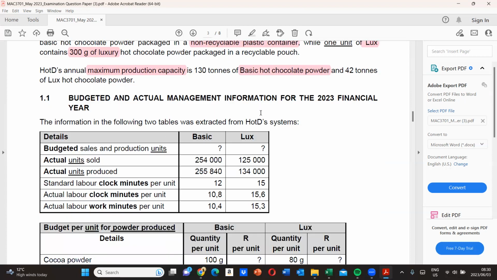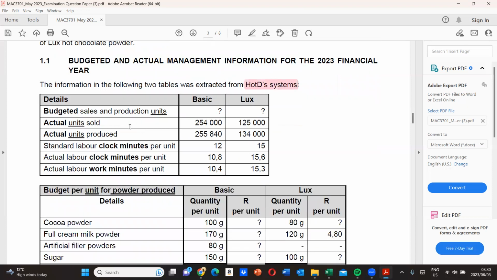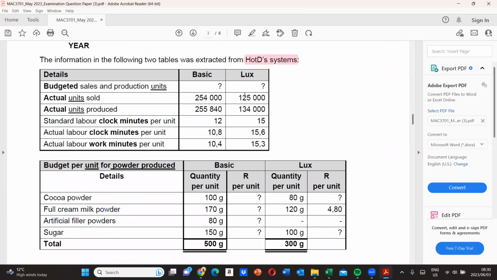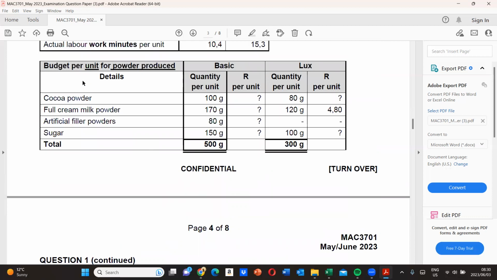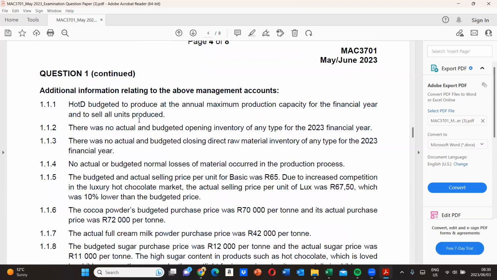Budgeted and actual management information for the 2023 financial year. The information in the following 2 tables was extracted from Hot D's system. So we have budgeted sales and production units, actual units sold, actual units produced, standard labor clock minutes per unit, actual labor clock minutes per unit, actual labor work minutes per unit. Right? So they gave us that. And then the budget per unit for powder produced.